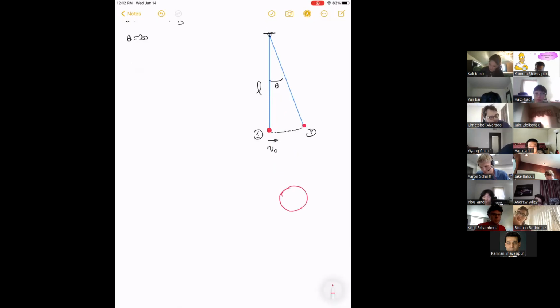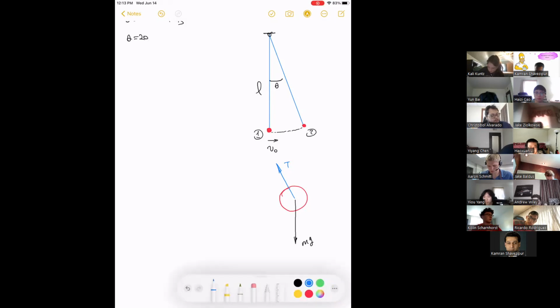So I'm going to draw a free body diagram for the ball. Let's say this is the ball. What are the forces acting here? We have gravity, and we have tension in the cord, right? This is my free body diagram. I also need to have my coordinate system. It might be easier to use normal tangential.